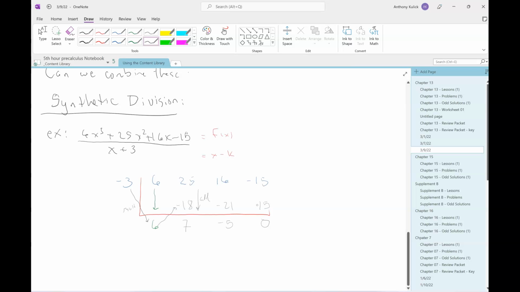Everybody's okay there? What we're interested in here is the last number, since that last number represents the remainder. We have a 0 remainder there, which is what we're hoping for.